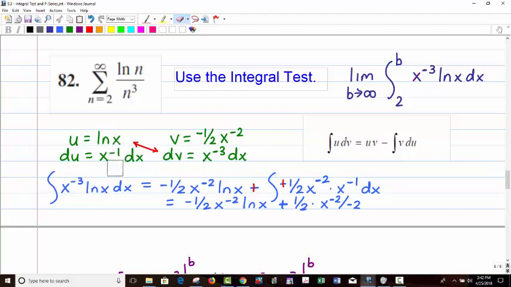So for the derivative of ln of x, I went ahead and wrote it as just x to the negative 1. Of course, that's 1 over x. It makes it easier when you're combining exponents if you just call it x to the negative 1. And then the antiderivative of x to the negative 3 would be negative 1/2 x to the negative 2.